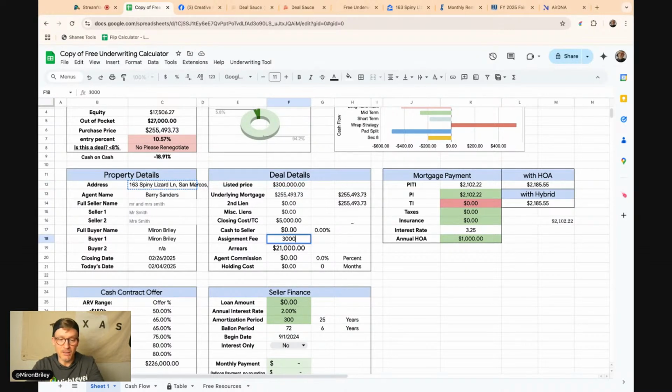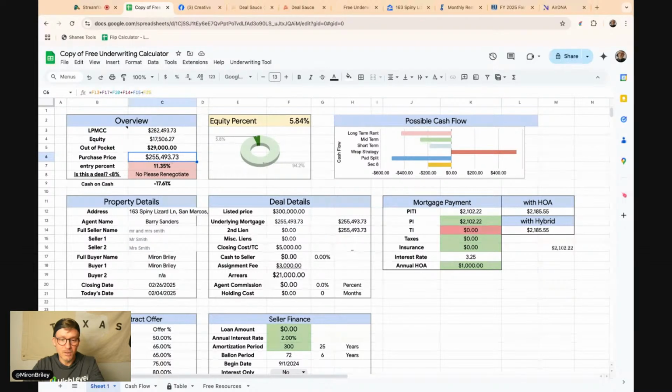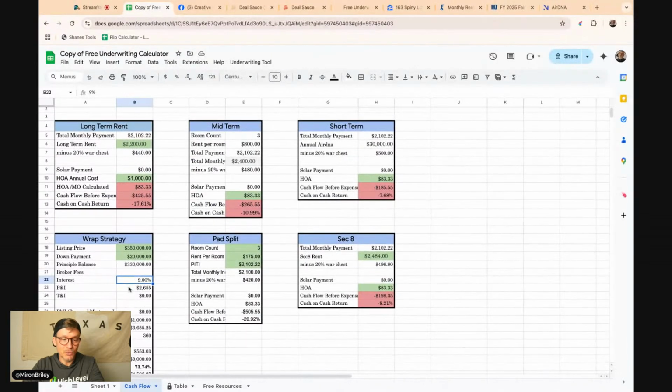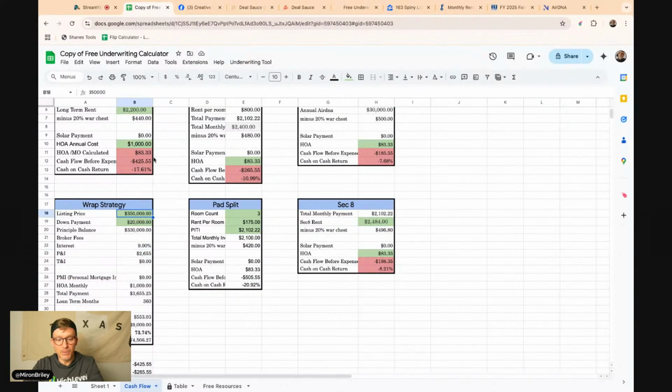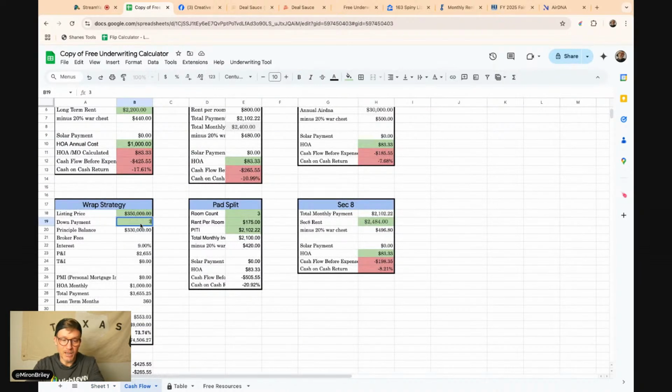Let's say I give him 3K for an assignment, pay the arrears, 3K for the assignment. Now I'm paying 255, right? So if I go over here to cash flow, if I'm paying 255, and let's say I do something like, okay, what's my down payment? Oops. My down payment is 29. So I want to get that down. I want to get 30K back down. So I'm going to go ahead and just put right here 30K.